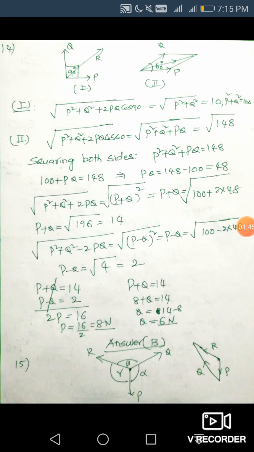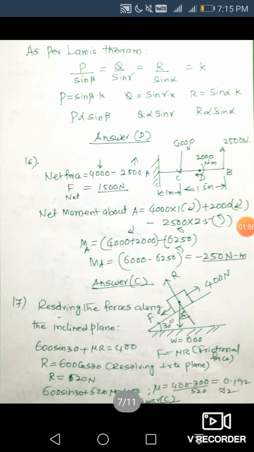The next question, it is a sine law. Basically, Lami's theorem is basically a sine law. It is neither a tan law nor a cos law. The other things are only given to confuse you, and according to this, the force is proportional to the sine of the angle between the other two forces. In the diagram I have shown, P by sine beta is equal to Q by sine gamma is equal to R by sine alpha, which is equal to a constant, so you can easily make out. So P is equal to k into sine beta, Q is equal to k into sine gamma, R is equal to k into sine alpha.